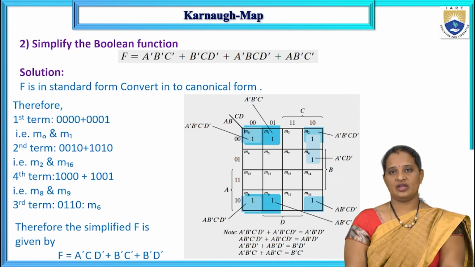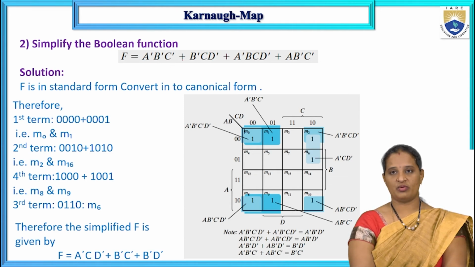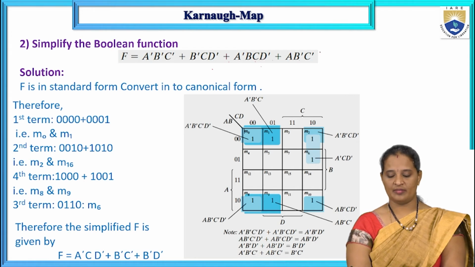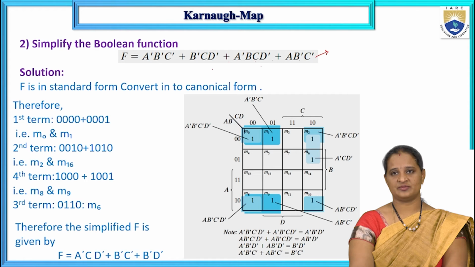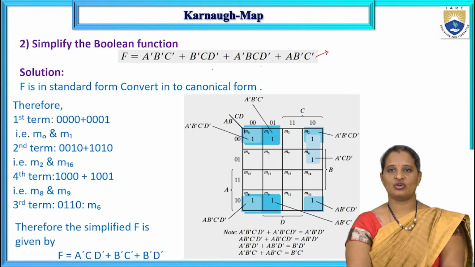Now, simplify a Boolean function which is given as A complement B complement C complement plus B complement C D complement plus A complement B C D complement plus A B complement C complement. Now, I want to simplify this one. Can I map the Boolean expression directly with the K-map? No, because it is not in a canonical form. It is just a standard form of Boolean expression. So now we need to convert this into canonical form.